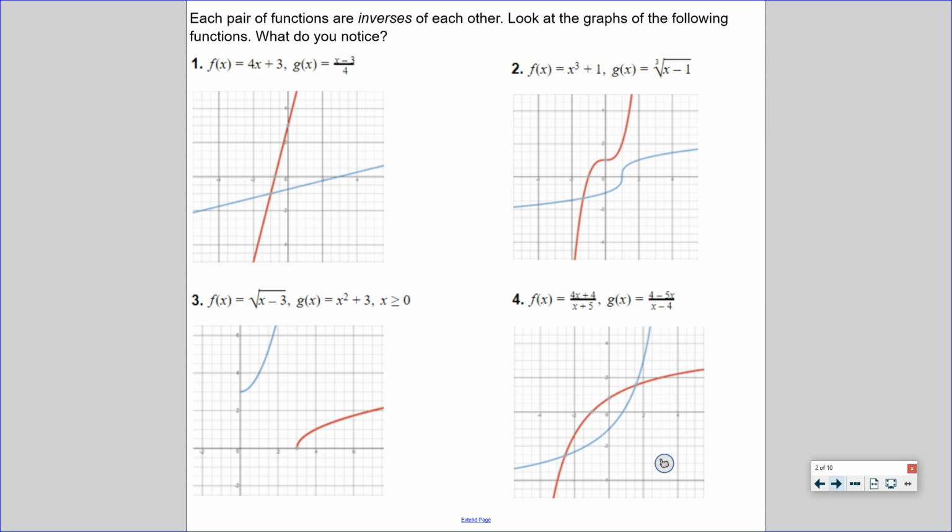So instead of times by 4, we're dividing by 4. Yep. Instead of adding 3, we're subtracting 3. Does that work for all of these? Yeah, this one is kind of confusing to look at that way. But here, instead of square rooting, we're squaring. Instead of minus 3, we're adding 3. Those are all inverse operations of each other. What's going on in number 2? Instead of cubing, we're cube rooting. Instead of adding 1, we're subtracting 1.